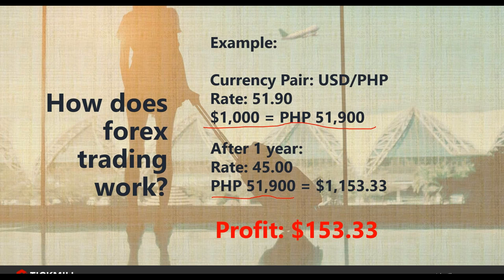So yan po yung pinaka-idea ng Forex. Pero dito nga lang, we don't need to travel. We don't have to go somewhere para lang makapag-trade. Kailangan lang natin is the platform, an internet, and pwede na tayo mag-trade sa Forex market kahit nasaan po tayo.